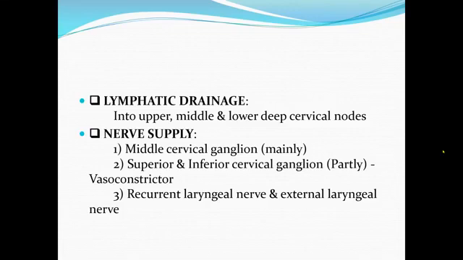Nerve supply: mainly the middle cervical ganglion, and also the superior and inferior cervical ganglia, partly vasoconstrictor, along with the recurrent laryngeal nerve and the external laryngeal nerve.